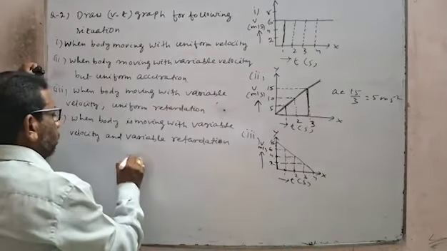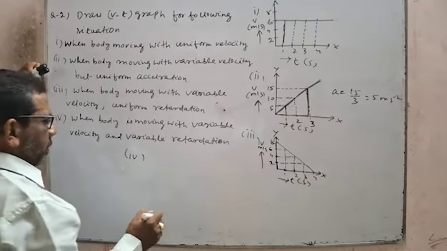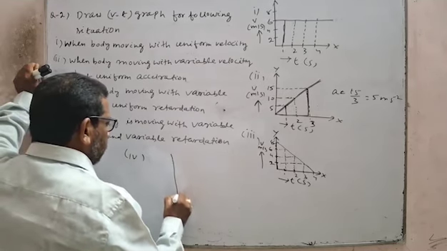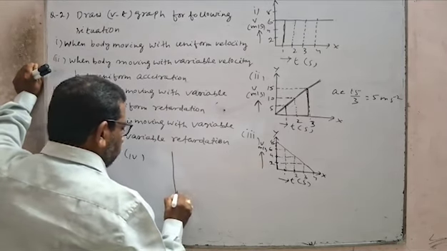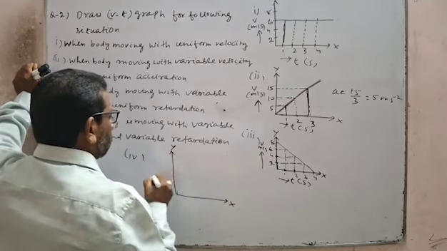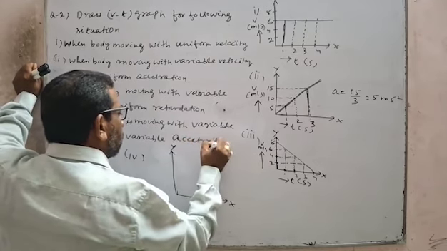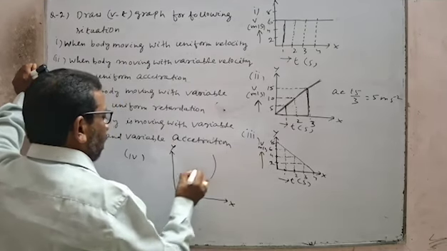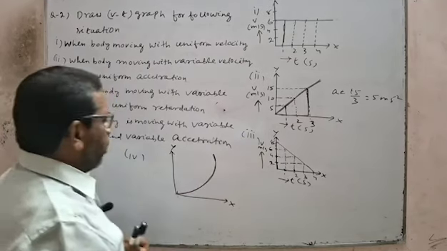Now, last one, variable velocity and variable retardation. Variable velocity, variable retardation. We can write acceleration also. If the graph is like this, then this graph is variable velocity and variable acceleration.